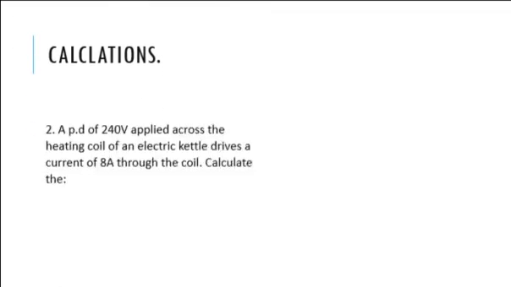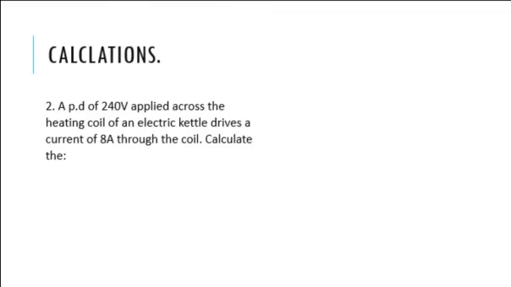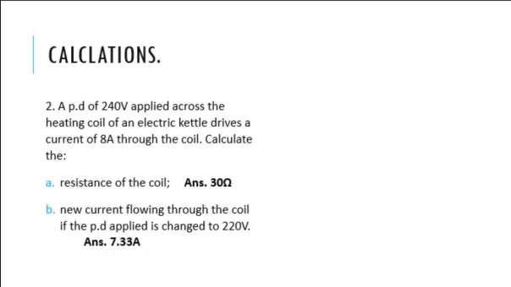Right. Number 2, a PD of 240 volts is applied across the heating coil of an electric kettle, which drives a current of 8 amperes through the coil. Calculate A, the resistance of the coil, and B, the new current through the coil if the PD applied is changed.